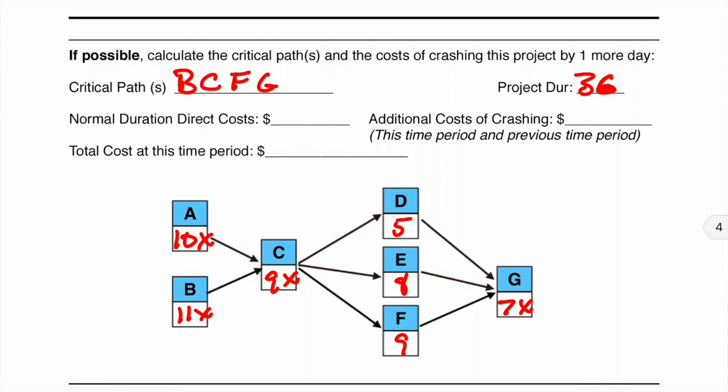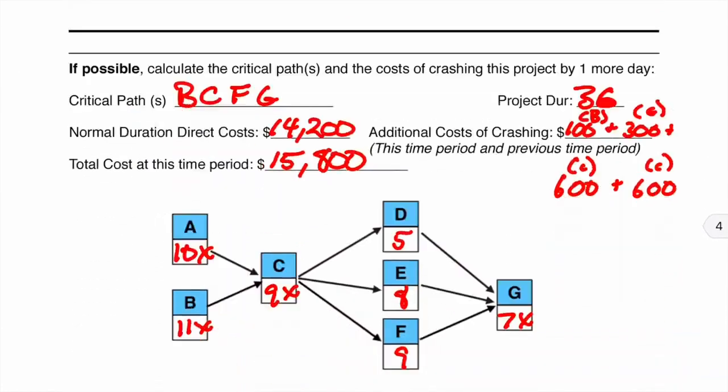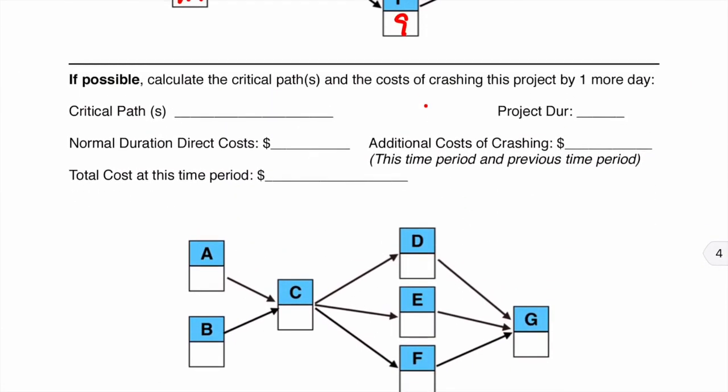If you add that path up, we now have our original $14,200, and we have $100 for B. We have $300 for G. We have $600 for C, and another $600 for C. If you add that up, that's $15,800 at this point. So we've incurred another $600. Can we do this one more time?